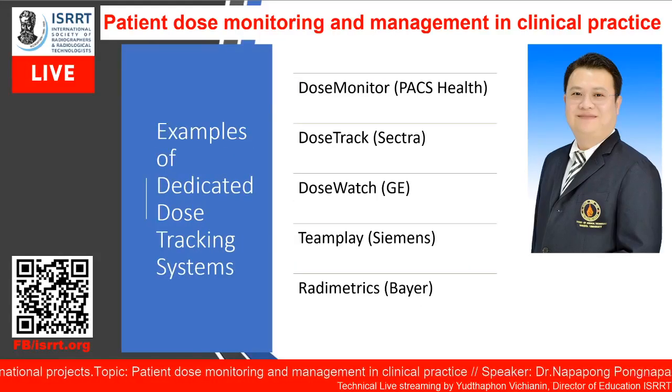Here are examples of dedicated dose tracking systems. This is worldwide now. Vendors marketing these include Dose Monitor from Pack Health, Sectra has Dose Track, GE has Dose Watch, Siemens has Teamplay, and Bayer has Radimetrics. If you ask me what's the difference, pretty much they are quite the same in terms of capability, in terms of dose tracking, and in terms of analysis. But there are some differences in the way they link the system to your PACS or your modality.